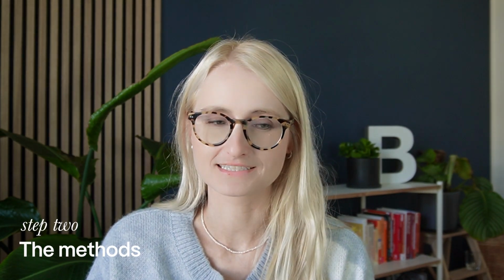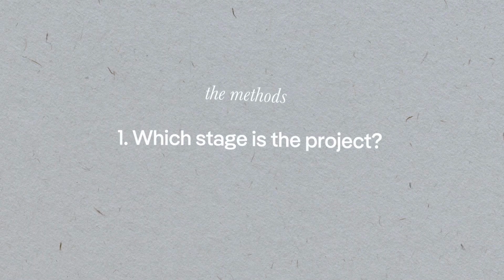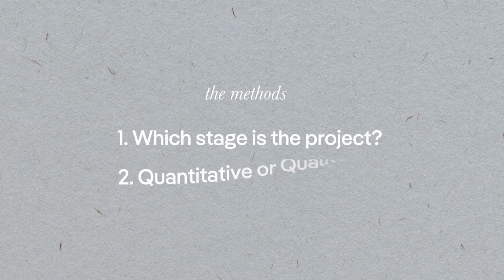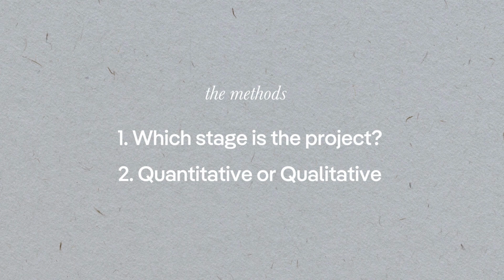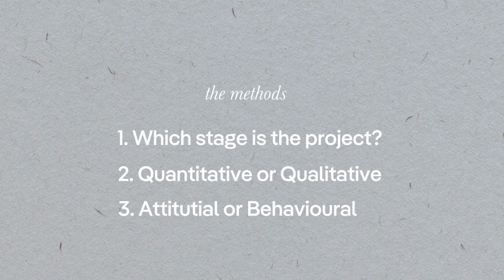So the first important thing to decide on is in which phase the project stands right now, or the research in general. The second is, do we want to choose a quantitative or a qualitative research method? And number 3 is, do we want to use an attitudinal or a behavioral research method? Let's talk about them really briefly.